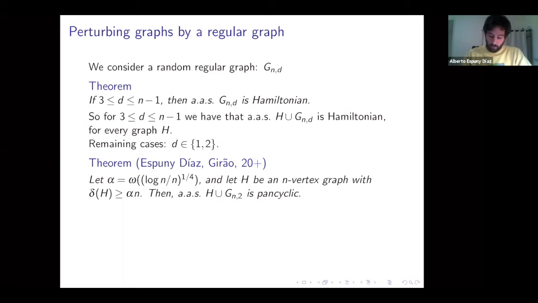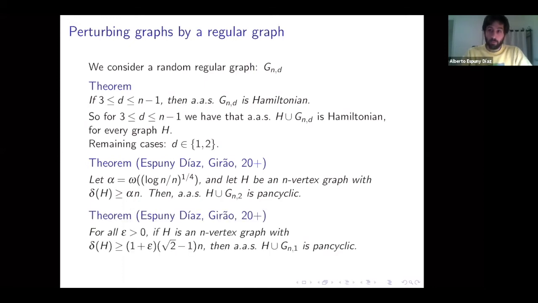However, when we look at random one regular graphs, in order to obtain Hamiltonicity and pancyclicity, even when we take the union with a deterministic graph H, we actually need the minimum degree of H to be at least √2 - 1 times n. So this is roughly 0.42 something times n. And this is sort of a sharp bound on the degree, in the sense that if you go below this minimum degree, you can actually build counterexamples such that the union with the random one regular graph doesn't even contain a Hamilton cycle.